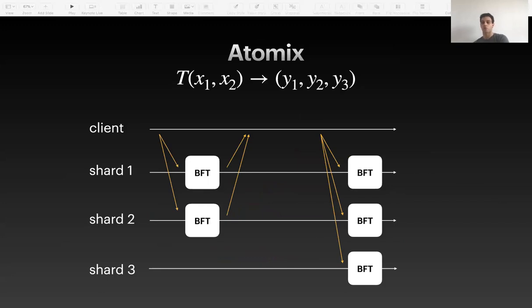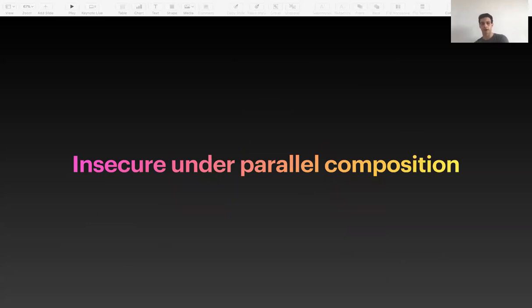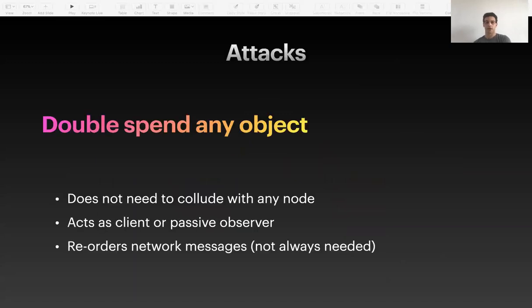Atomix from Omniledger works in a very similar way, but reflects all the messages through the client rather than broadcasting them across shards. So those 2 protocols work fine, but it seems that they're insecure under parallel composition in their current implementation. Here we show some of the attacks that can happen against those systems. An attacker can double-spend any object, and it does not need to collude with any nodes. It can act as a client or as a passive observer. And for some attacks, like the one that I'm going to illustrate now, it can reorder the network messages.